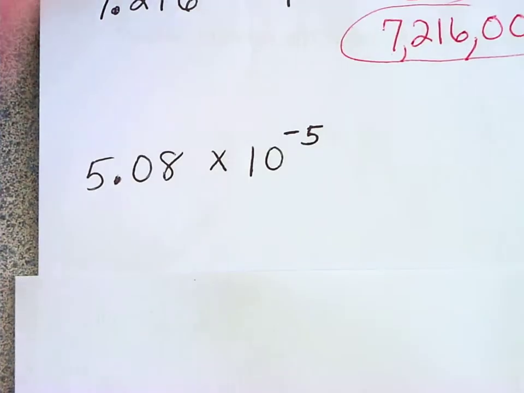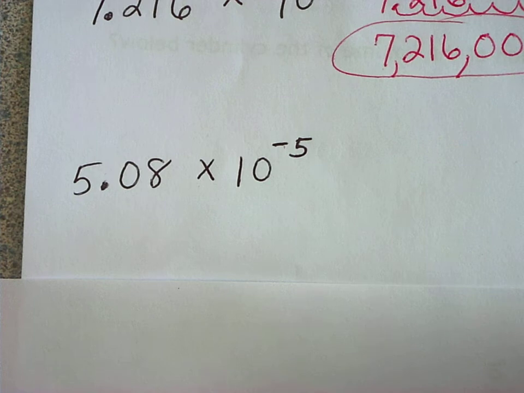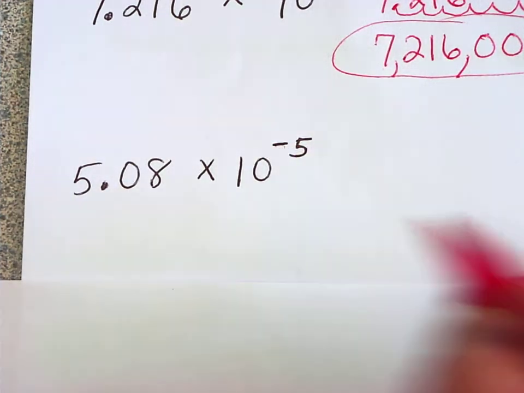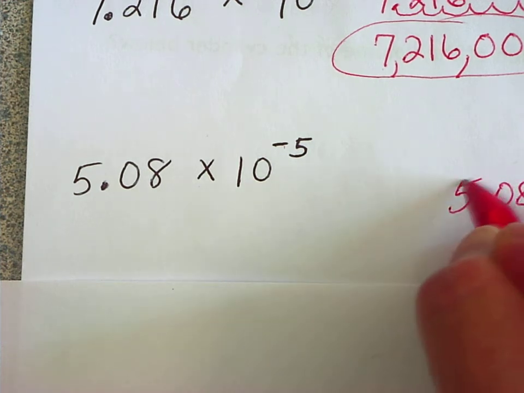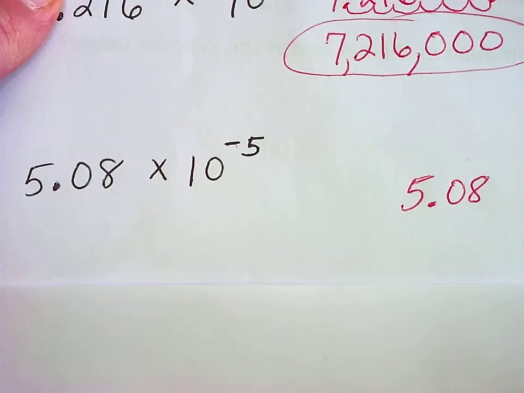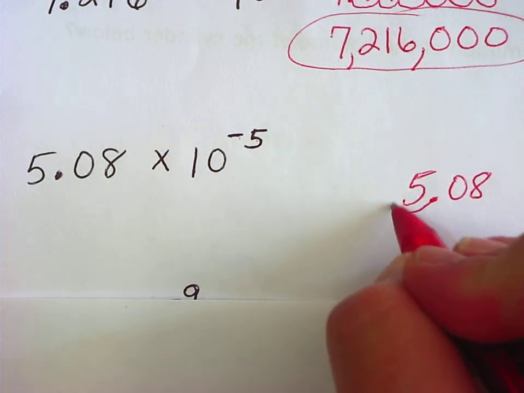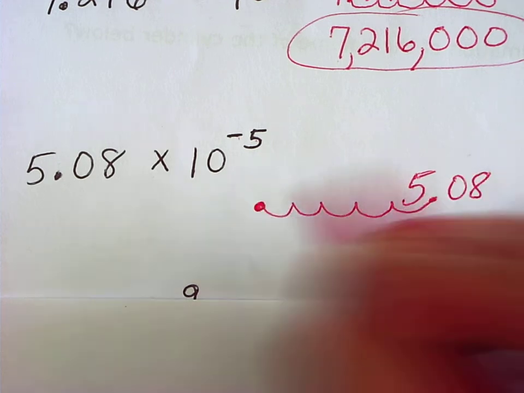Okay, let's try this one. Since our exponent is negative now, we're going to move our decimal to the left 5 times. Negative 5 means move it to the left 5 times. So I'm going to start out with 5.008, our factor that we're given, and we're going to move the decimal 5 to the left. 1, 2, 3, 4, 5. This is where my decimal ends up.